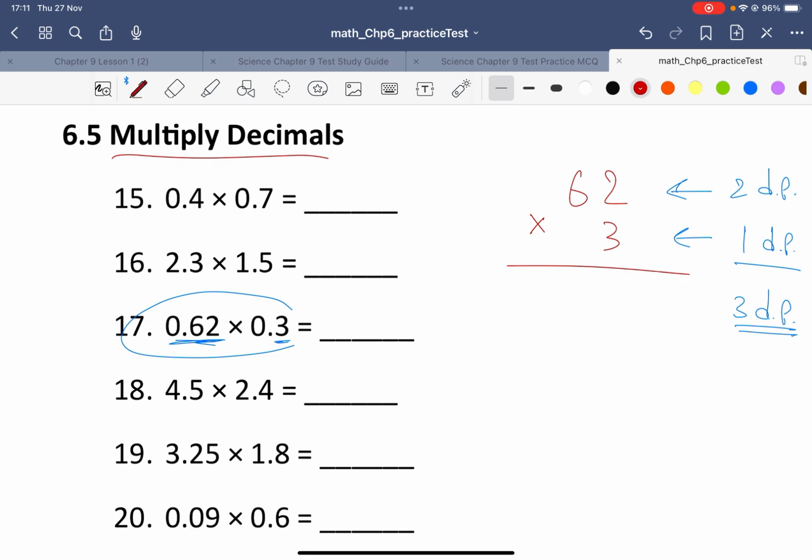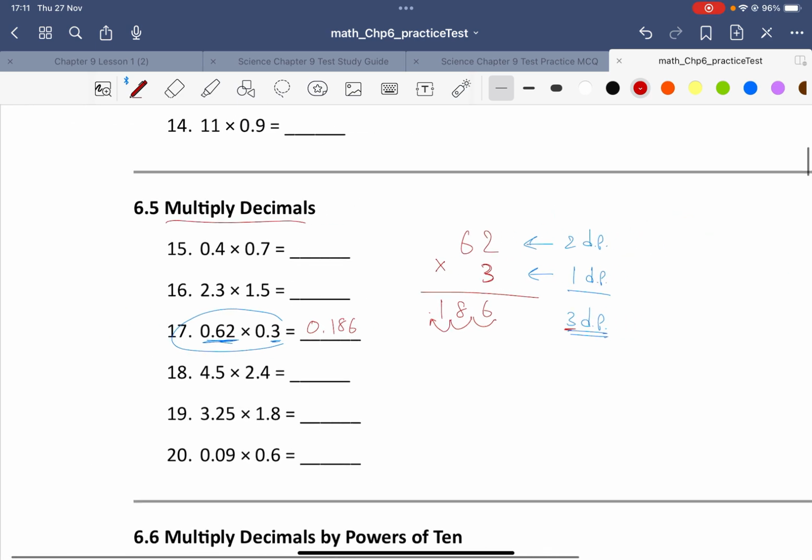Let's multiply out. 3 times 2 is 6. 3 times 6 is 18. Right? So 3 decimal points. So you move the decimal here forward. 1, 2, 3. So my answer is 0.186. Yeah? All right, let's see one more.